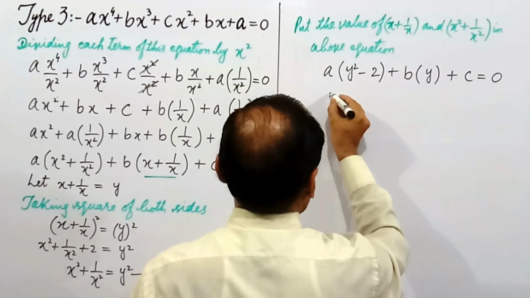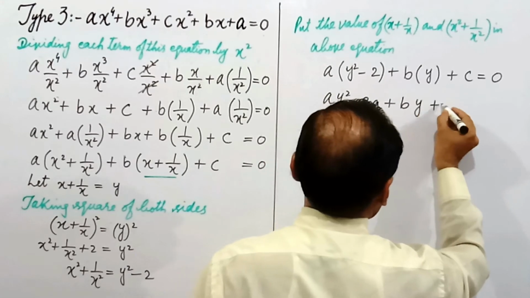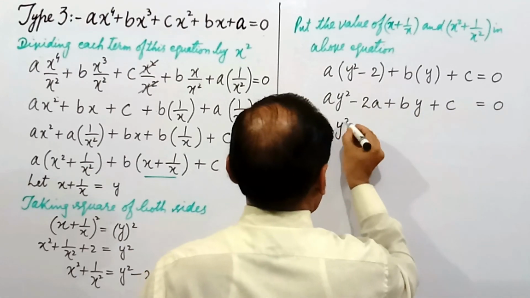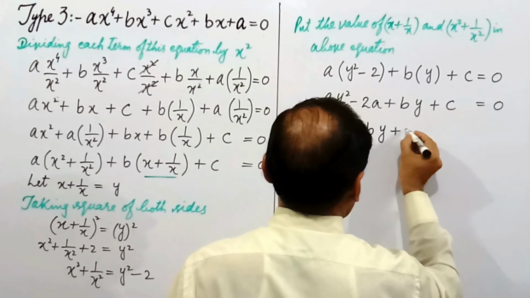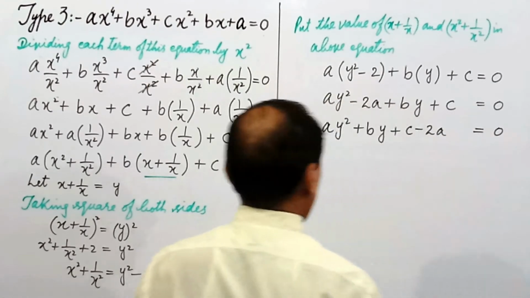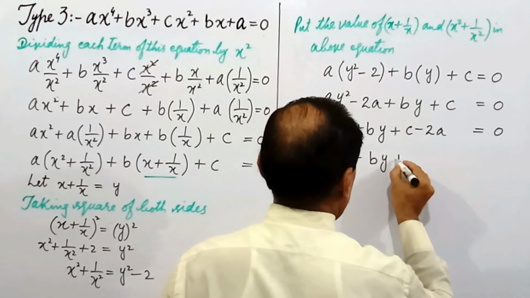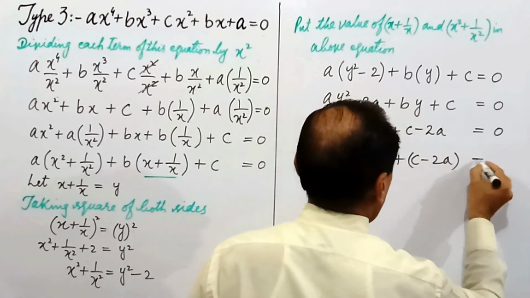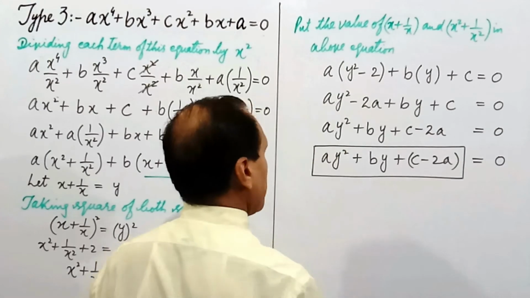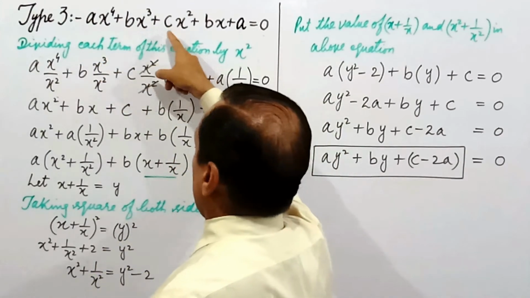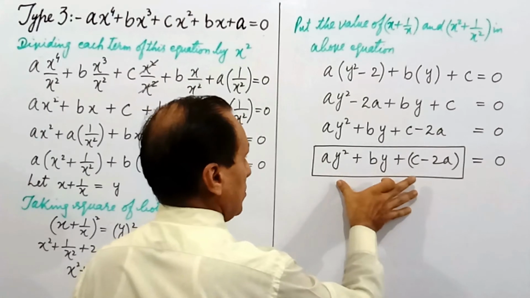Now we open these brackets, a y square minus 2a plus by plus c is equal to 0. A y square plus by plus c minus 2a, taking the term minus 2a to the end. Now we have all the three terms, as ay square is the quadratic term, by is the linear term, and c minus 2a is the constant term for the standard form of quadratic equation. So hence we reduce this biquadratic equation ax raised to power 4 plus bx raised to power 3 plus cx square plus bx plus a is equal to 0 into a quadratic form.